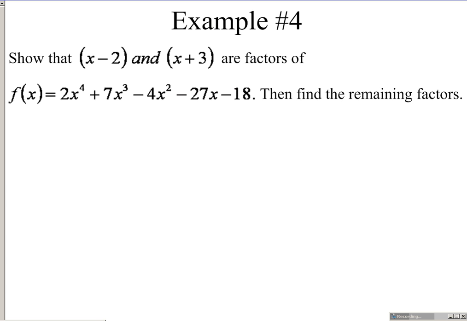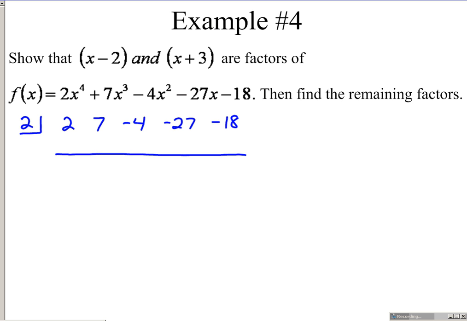Well, we know that something is a factor of something else if it divides in evenly, meaning that there is no remainder. Since both of these are linear factors, I can show that they divide in evenly through synthetic division. Remember, in synthetic division, you divide by the solution that is produced by the factor. So we have 2, 7, negative 4, negative 27, negative 18, and follow through on your synthetic division process.